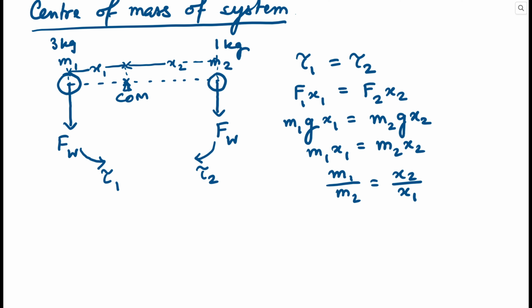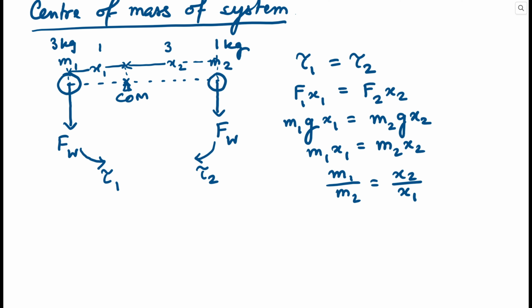The only difference is the lighter mass will be further away, so this side will be 3 parts of the distance, and this side will be 1 part of the distance. So that's how the center of mass will split the entire distance between the two masses. And if you know the distance, you can work out how far away the center of mass is from any of the objects using this ratio method.